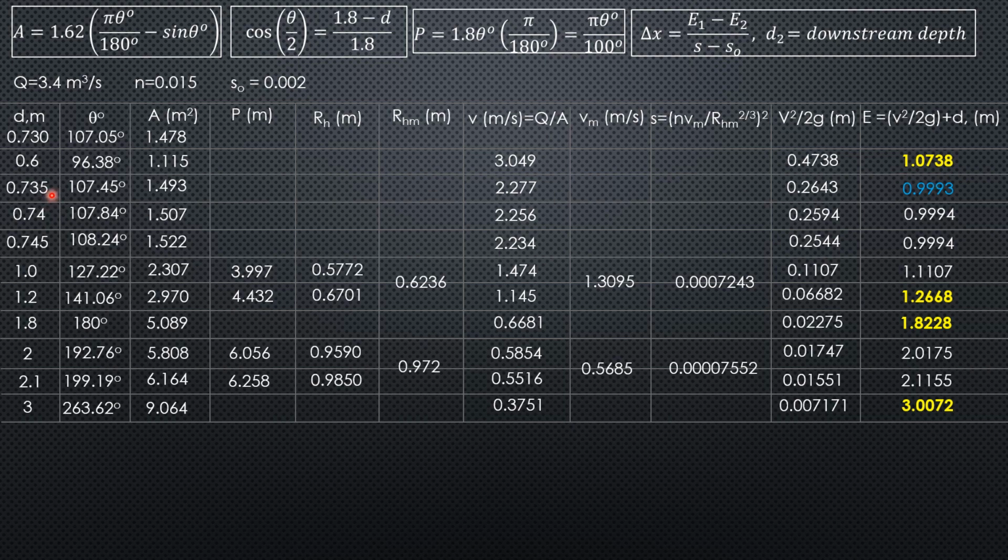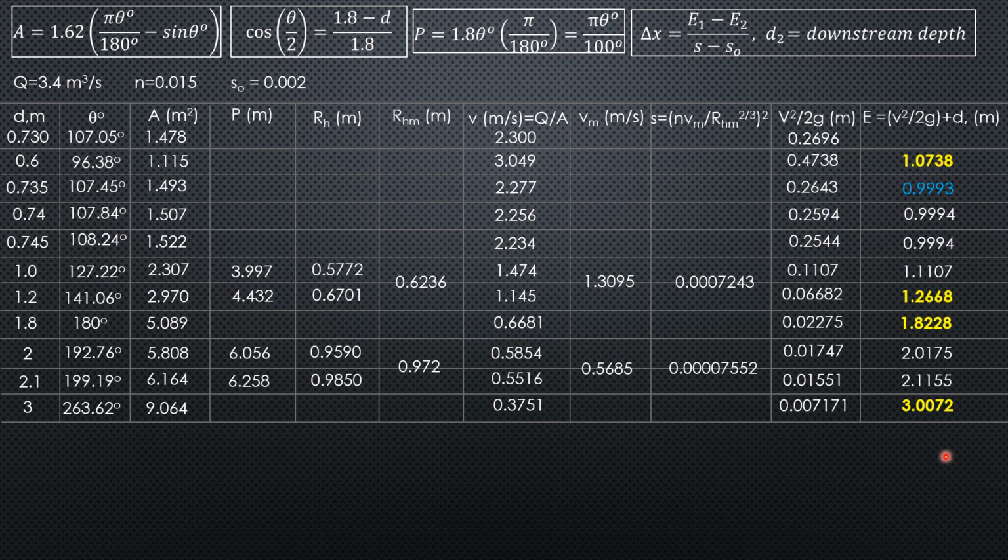Therefore, we have found the critical depth, which is 0.735. And 0.735 is away from 1 and 1.2, that it does not cross, and it does not cross also between 2 and 2.1. So that our solution for delta x between these two depths will be valid. So that's it. We have found the normal depth, the critical depth, and the specific energies.